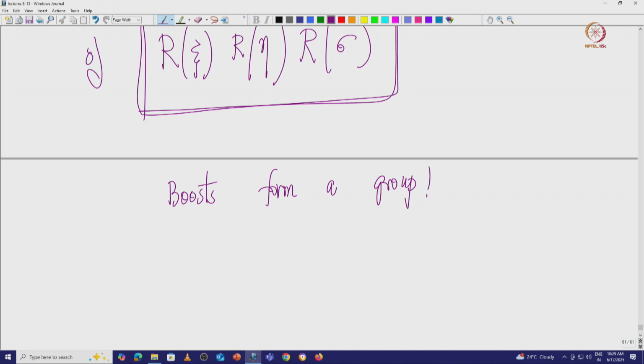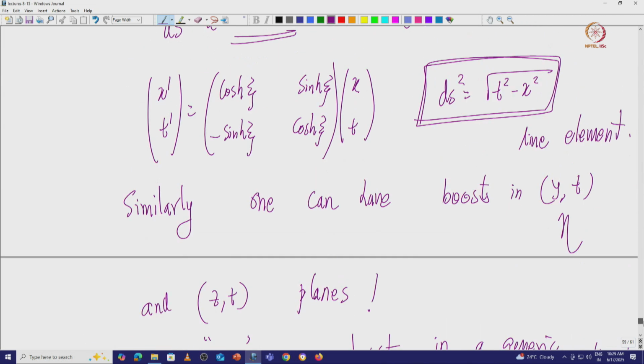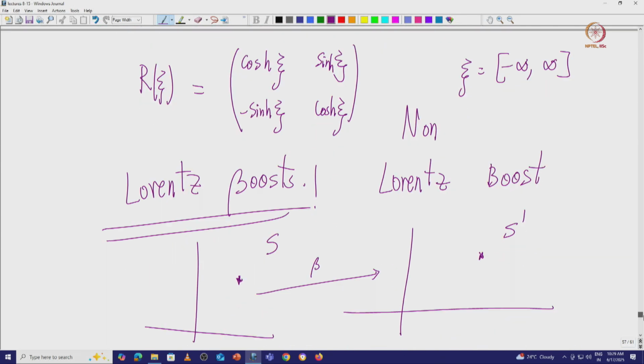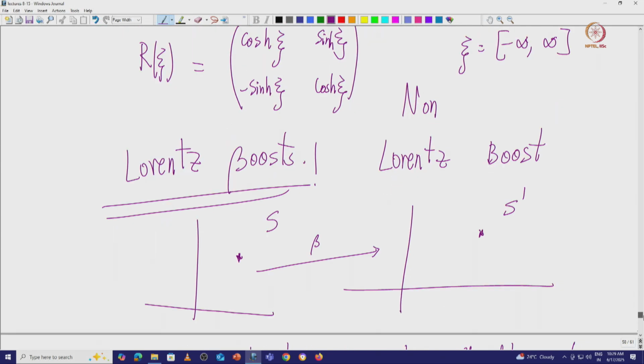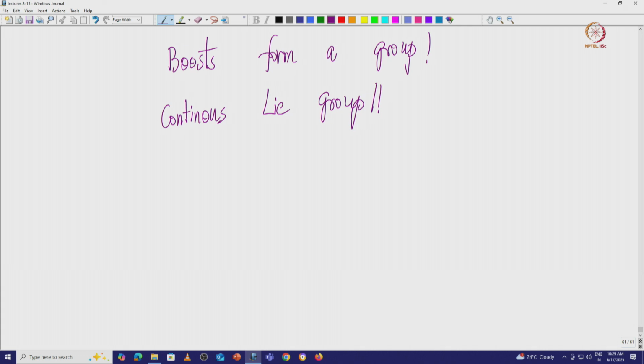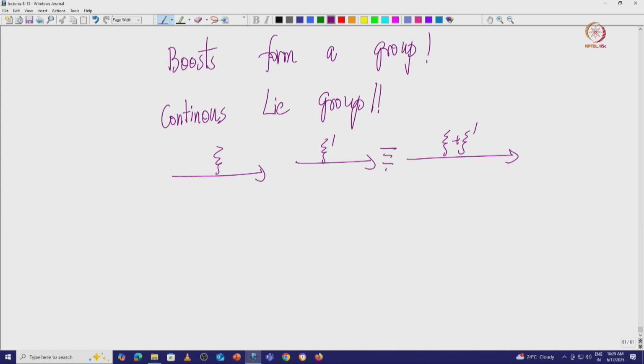And that is also a continuous Lie group. I haven't shown it explicitly, but I already made the statement that boosts form a Lie group. That means if I have a boost in xi, and then a boost xi prime, this is equivalent to a boost which is xi plus xi prime. That is the basic idea.